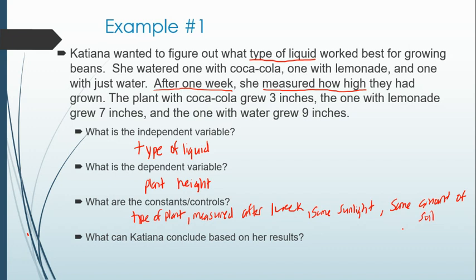And then it says up here, what can Katiana conclude based on her results? So if we look at the results, Coca-Cola was 3, lemonade was 7, and water was 9. So you can probably conclude the plants grew best with water and worst with Coca-Cola.